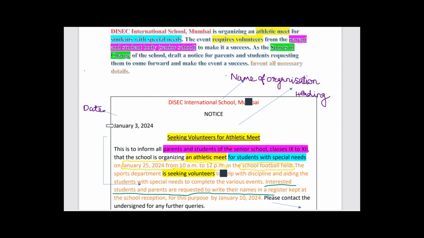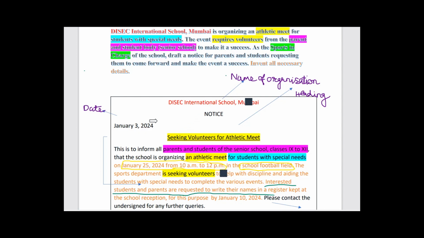You go to the left and you have the date. Remember, notice is a formal piece of writing. So the date is January 3, 2024. Can we write 3rd January? Well, I would say no, this is the more formal way of writing it. So remember, month first, then you have the date, and then you have the full year.